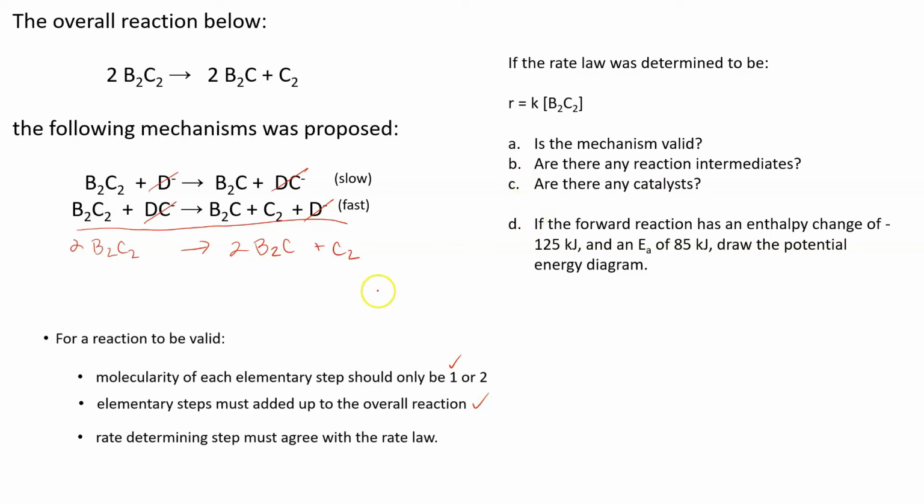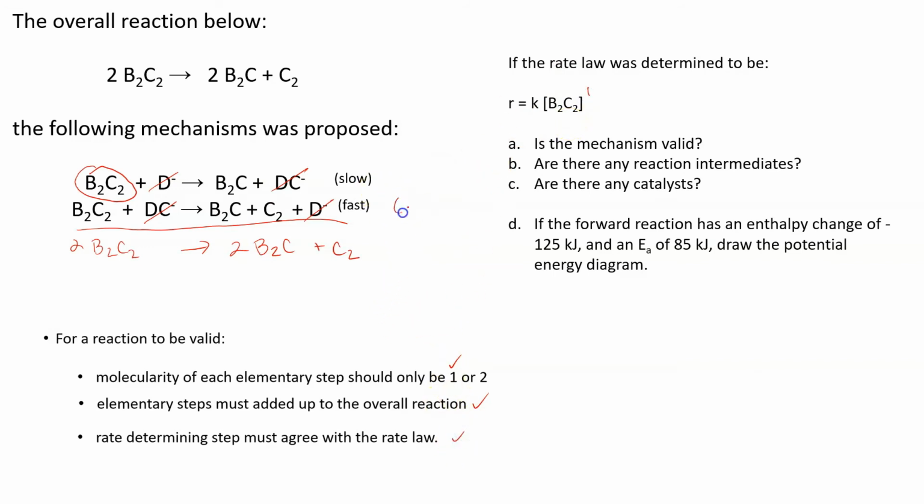And now the question is, does it agree with the rate law? Well, if I go to my slowest step, since B2C2 only appears once, then it would have the order of 1. And so it agrees with the rate law.